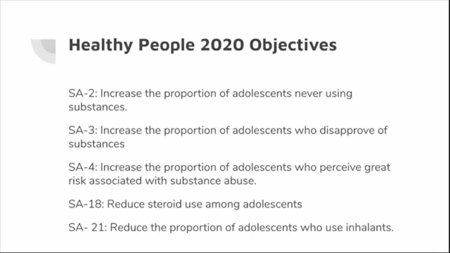The Healthy People Organization addresses 21 particular objectives in relation to substance abuse. The ones that pertain to this specific population, which would be teens, are as follows. SA2 aims to increase the proportion of adolescents never using substances. SA3 aims to increase the proportion of adolescents who disapprove of substances. SA4 aims to increase the proportion of adolescents who perceive great risk associated with substance abuse. SA18 aims to reduce steroid use among adolescents. And finally, SA21 aims to reduce the proportion of adolescents who use inhalants.